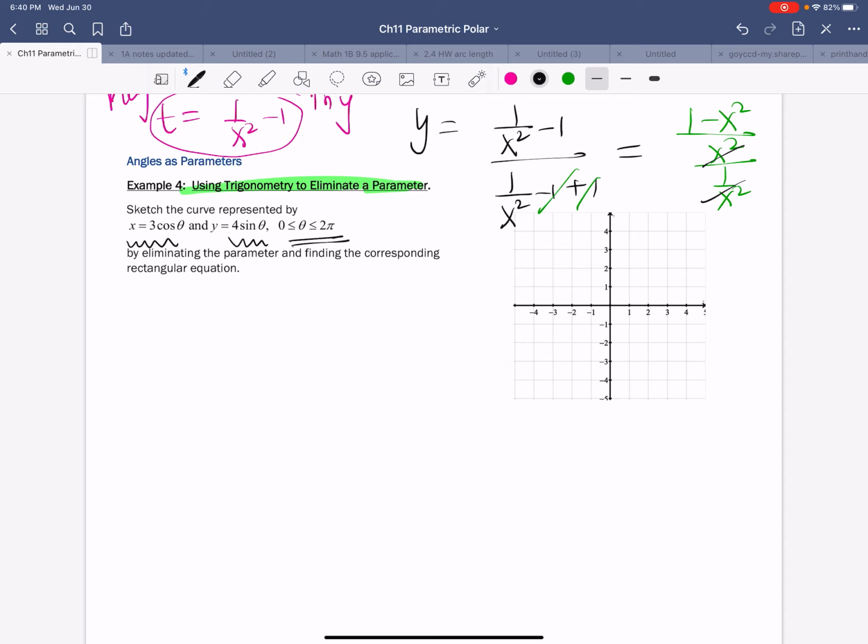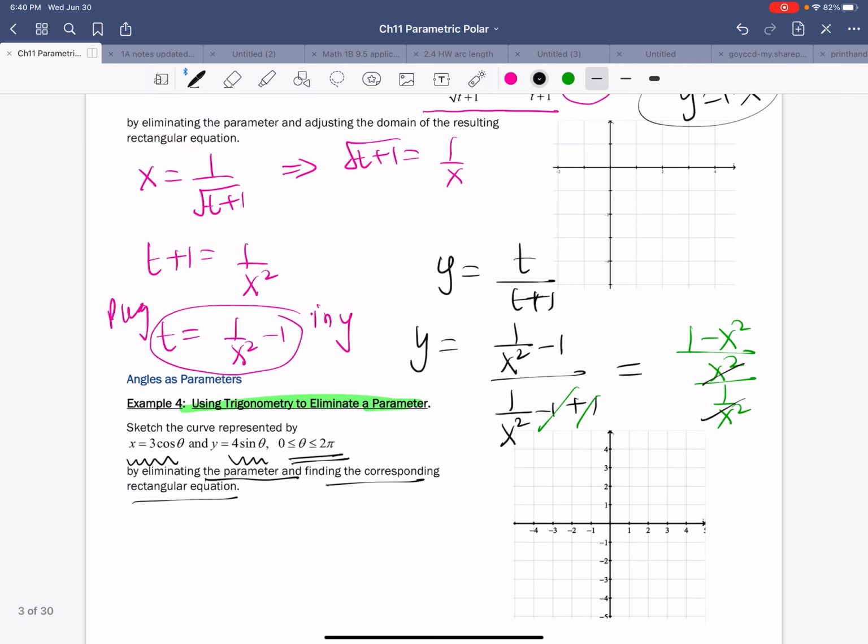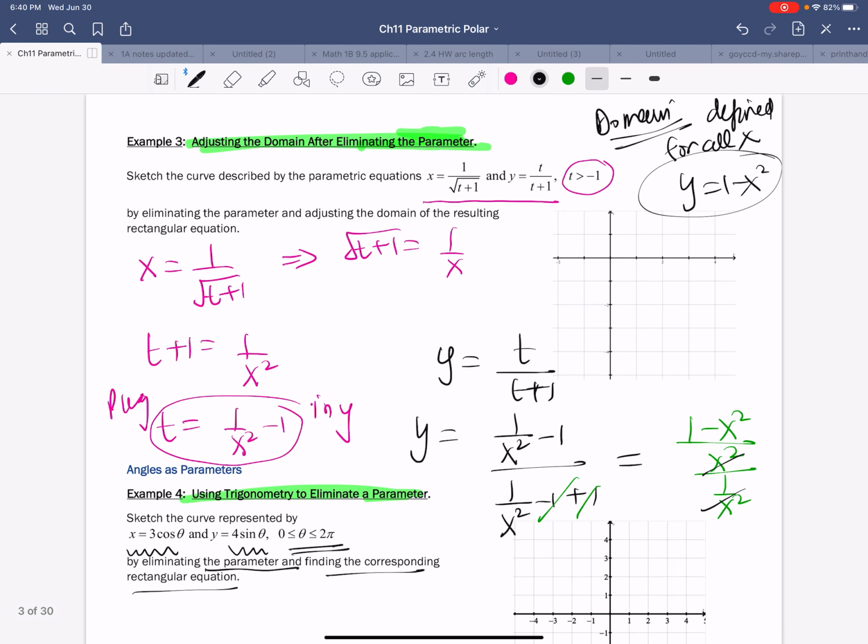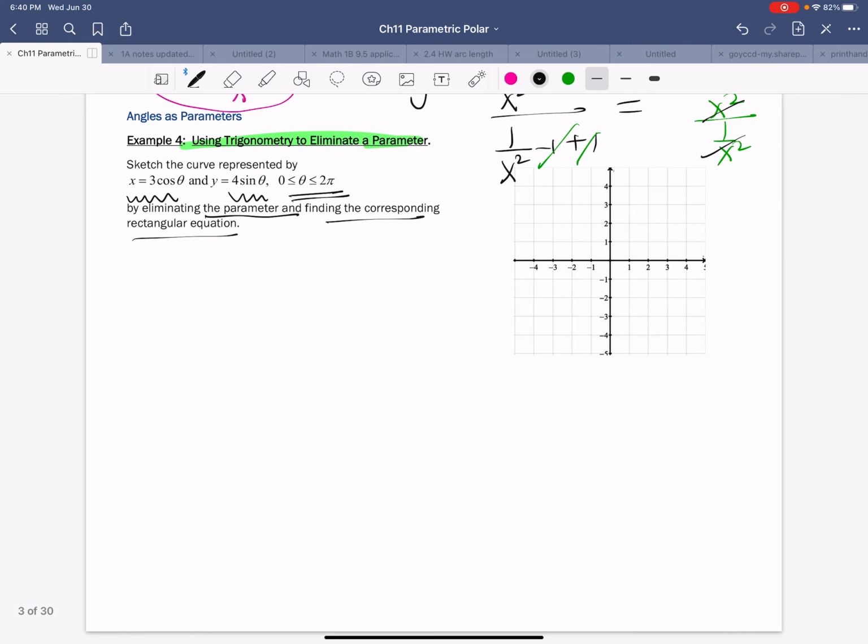We also want to graph it, but before that, let's go ahead and eliminate the parameter and find the corresponding rectangular equation. What do you think this equation is? What does it look like? Is it a line? Is it a parabola? The previous one, we could see, was a parabola equation in the parametric equation that was given to me. But this one, let's go ahead and use trigonometry.